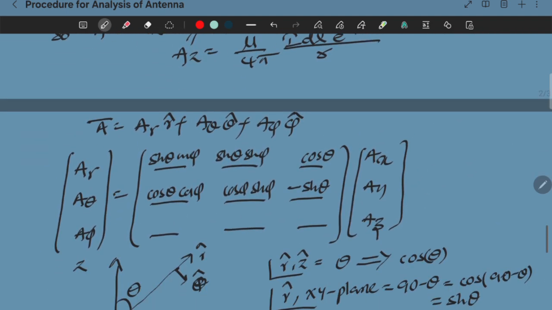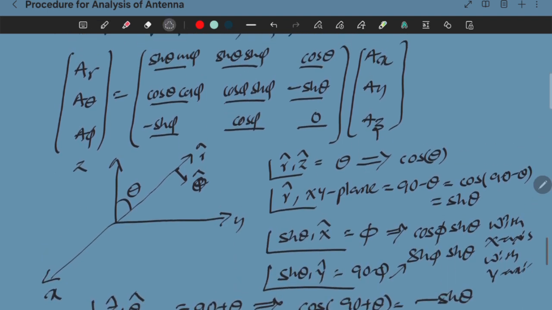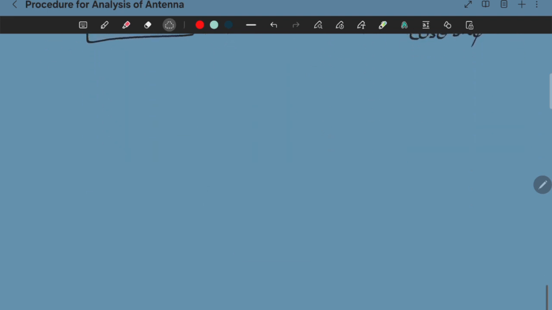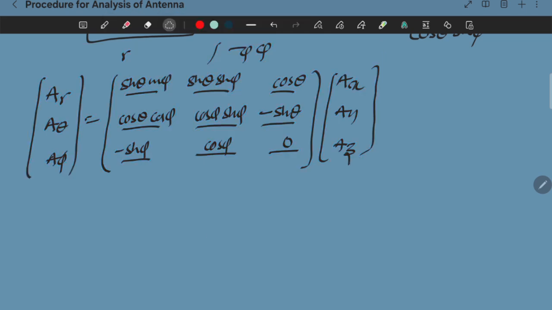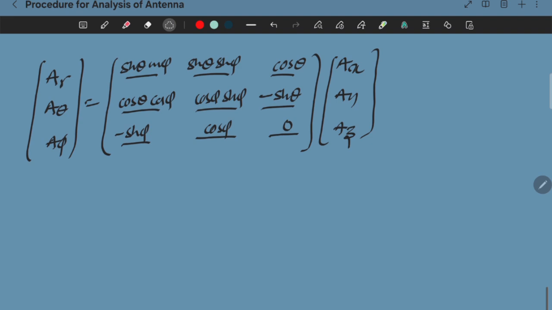Then the third column can be filled from the cylindrical coordinate system and Cartesian coordinate system conversion: minus sin phi, cos phi, 0. So this is the vector conversion from Cartesian to spherical. Once you got this spherical coordinate system, our A bar is having only AZ.